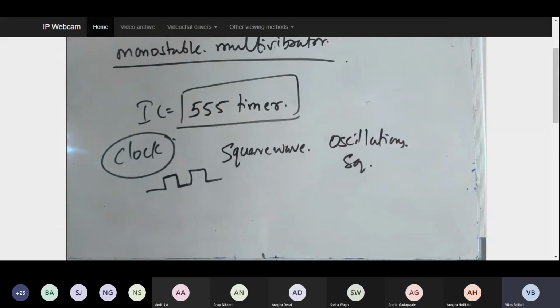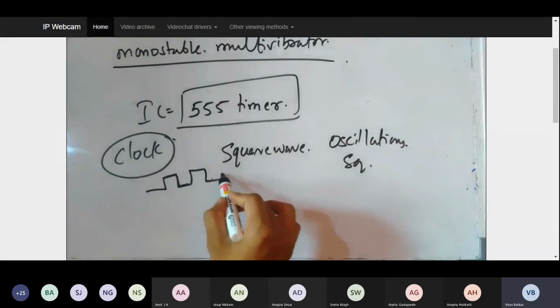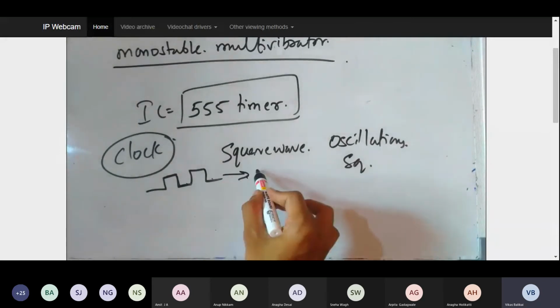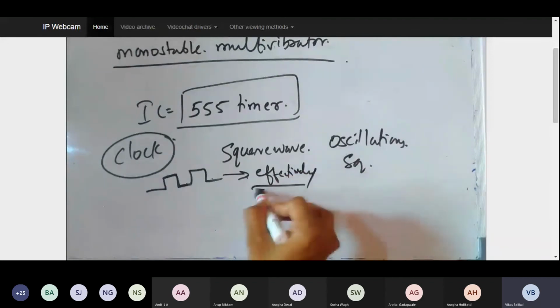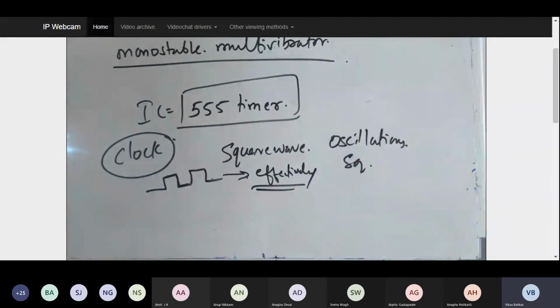Now, in order to have the proper functioning of an IC, it becomes very important for me to generate this clock very effectively, and it should not have any error. It should be free from noise. So in order to ensure the clocks are generated properly, one such application that we are going to build using the op-amp and 555 timer is the multivibrators.